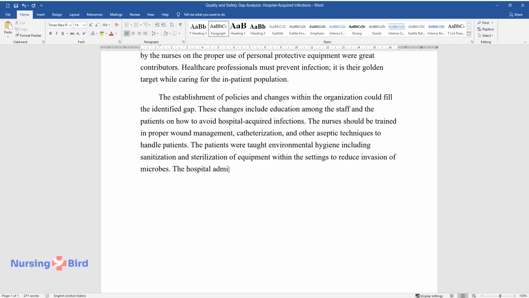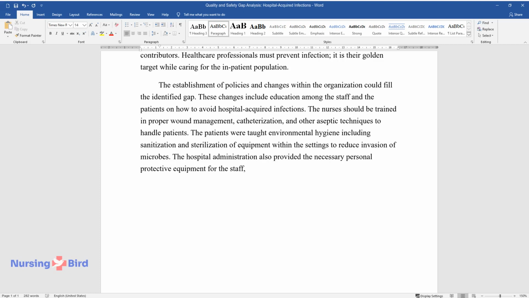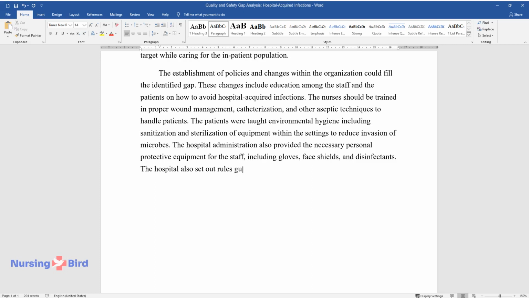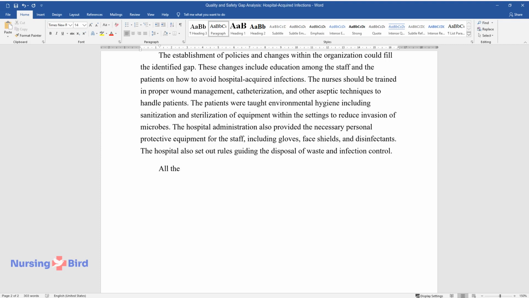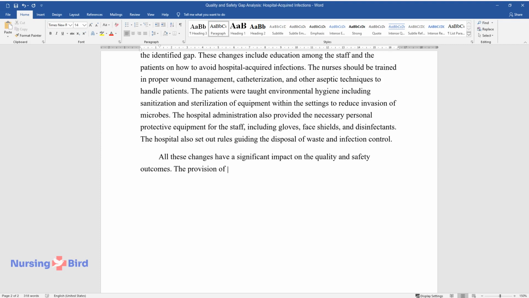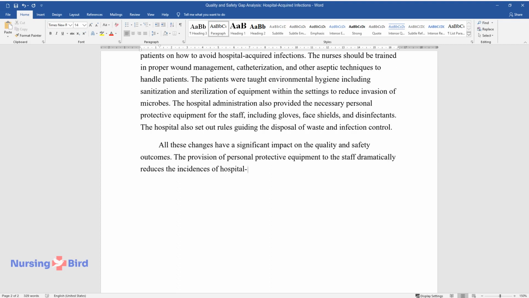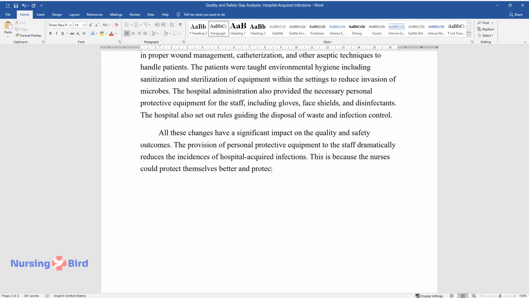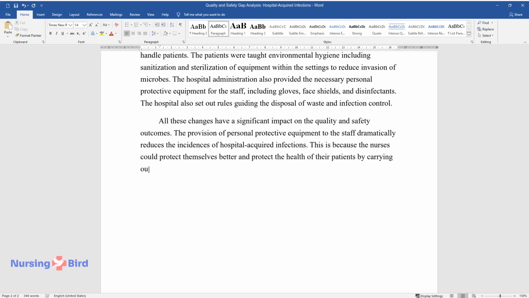The hospital administration also provided the necessary personal protective equipment for the staff, including gloves, face shields, and disinfectants. The hospital also set out rules guiding the disposal of waste and infection control. All these changes have a significant impact on the quality and safety outcomes. The provision of personal protective equipment to the staff dramatically reduces the incidences of hospital-acquired infections. This is because the nurses could protect themselves better and protect the health of their patients by carrying out safe healthcare practices like changing gloves between patients.